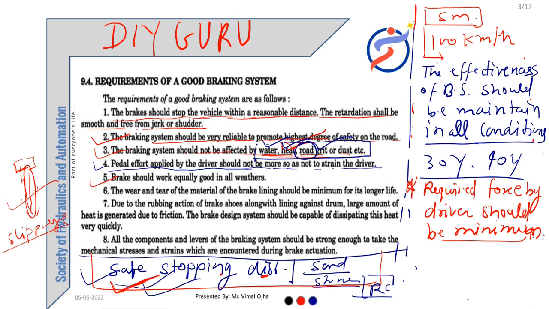Very important point: during the designing of a brake system, we should keep these points in our mind. If we skip the first, second, third or fourth one, that means we are not going to design a good brake.